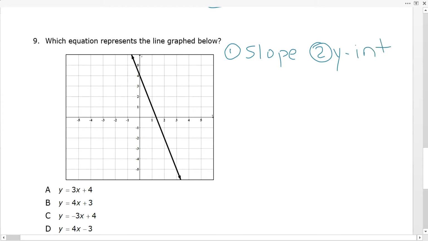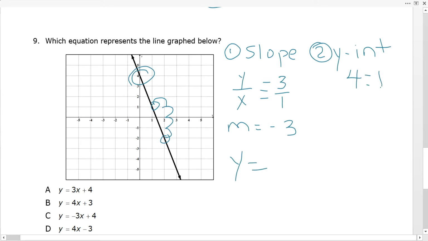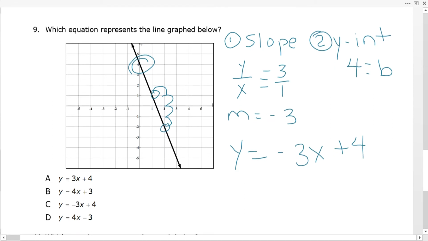The slope, let's find some pretty points. I'm going to go up 1, 2, 3, and over 1. So the change in y over change in x is going to be 3/1, and it's negative. So we can say that the slope is -3. The y-intercept is 4. So y equals -3x plus 4, which would be answer choice C.